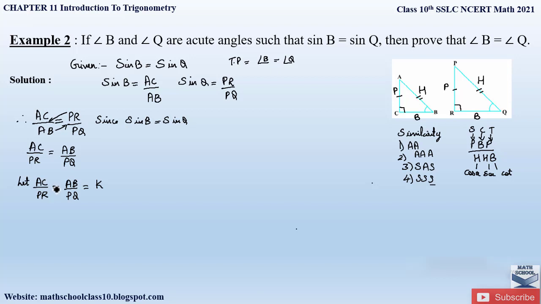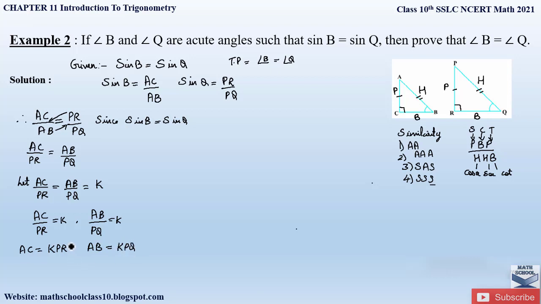Now since the ratio is equal to a constant K, we can write AC by PR equal to K and AB by PQ equal to K. Now cross multiplying, we can write down AC is equal to K into PR and AB is equal to K into PQ.